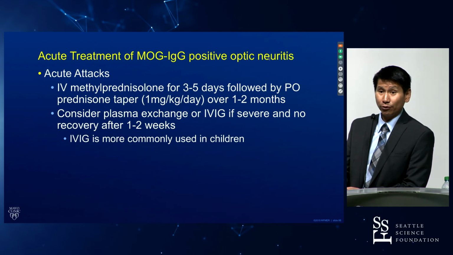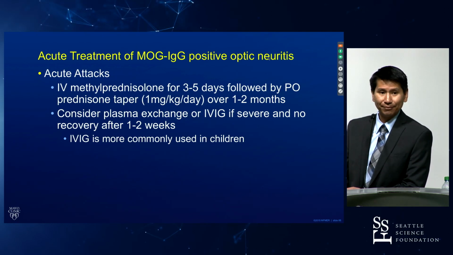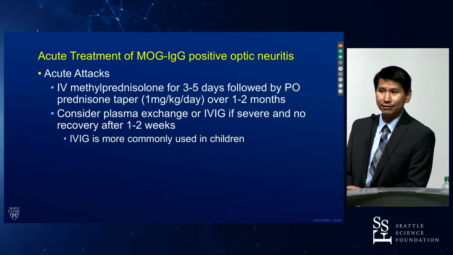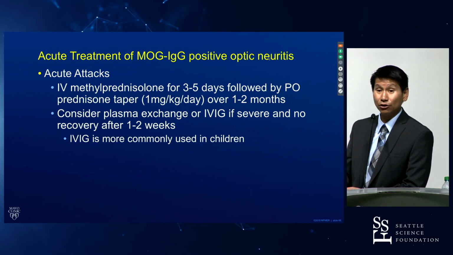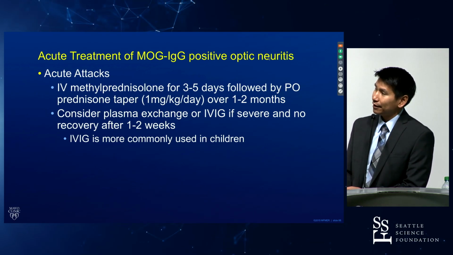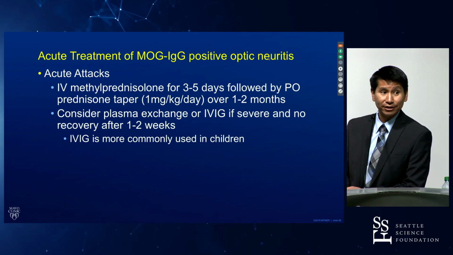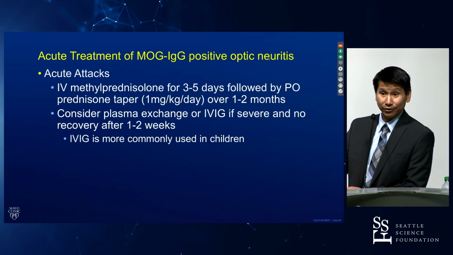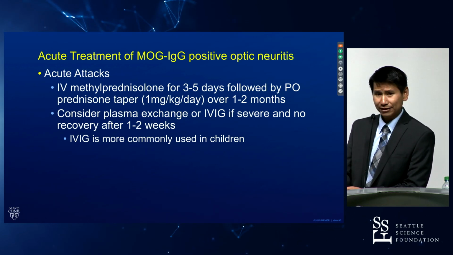Unlike aquaporin 4, where we're doing plasma exchange on any severe optic neuritis, for MOG, we tend to use it much less. We only use it if there's severe vision loss and no recovery at 1 to 2 weeks do we consider plasma exchange. And in children, we'll use IVIG more commonly. So again, very different from aquaporin 4, where we're doing plasma exchange very early on because the outcomes are typically much better.